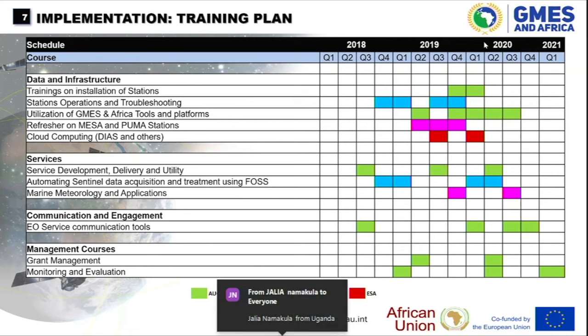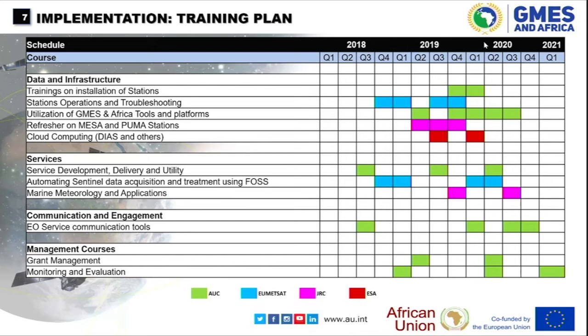Communication of EO is not as simple as other types of communication, because you have to interpret the information and then you deliver that information. So we have been able to do several trainings on service communication, but more needs to be done in order to educate the wider communities.